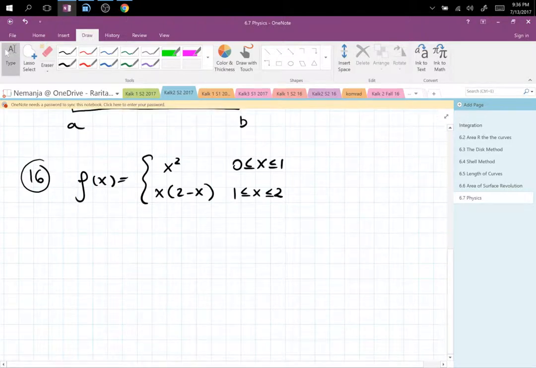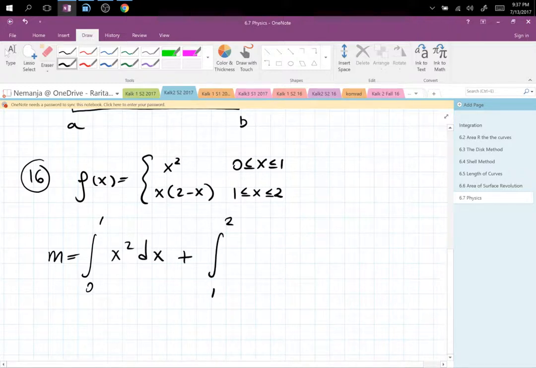So to find mass, I have to do two separate integrals, and I have to add them up. This would be the equivalent of, let's say, this represents the cap of the marker, and this is the body of the marker. So to find the mass, I will have the integral from 0 to 1 of x squared dx, plus another integral from 1 to 2 of 2x minus x squared dx.